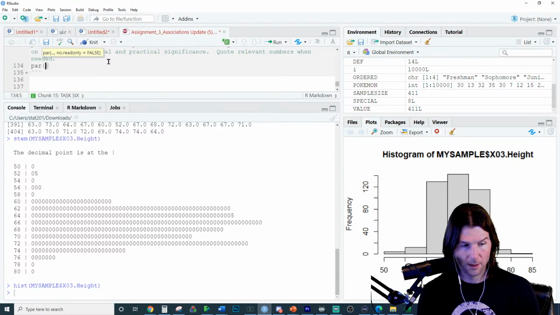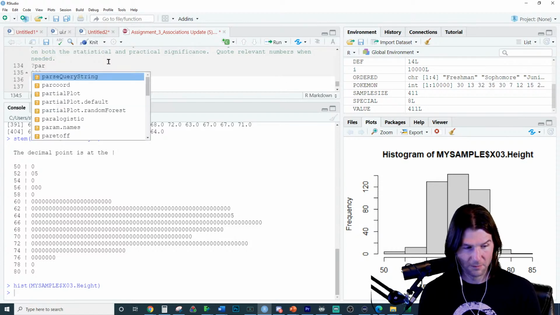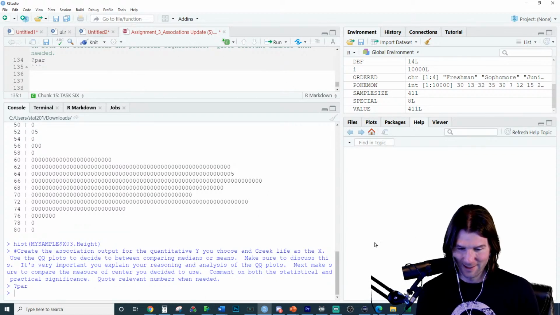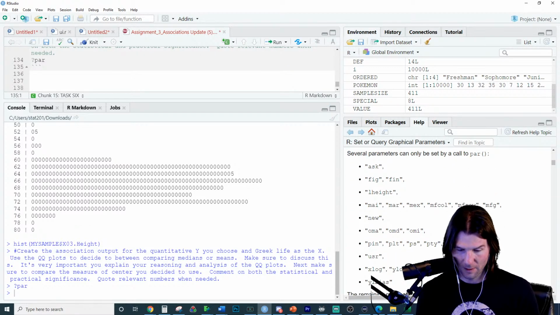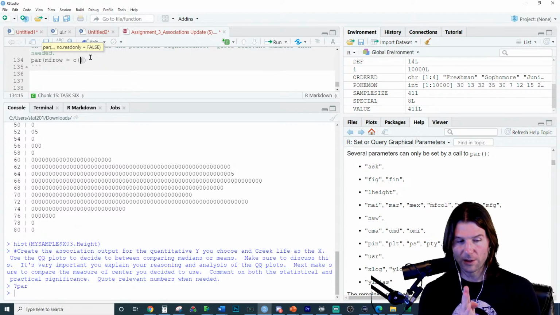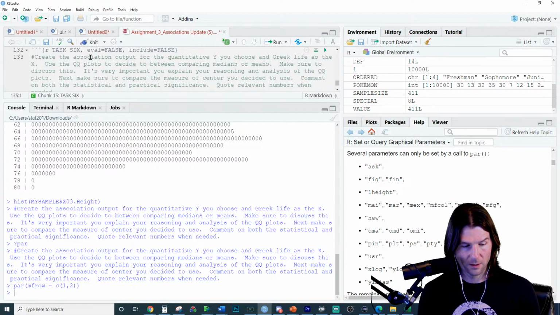Par mflow. Two seconds. Par mfrow. That is it. Par mfrow. Really? And it doesn't do that? And then concatenate. We want 2 columns. 1 row, 2 columns. Cool.